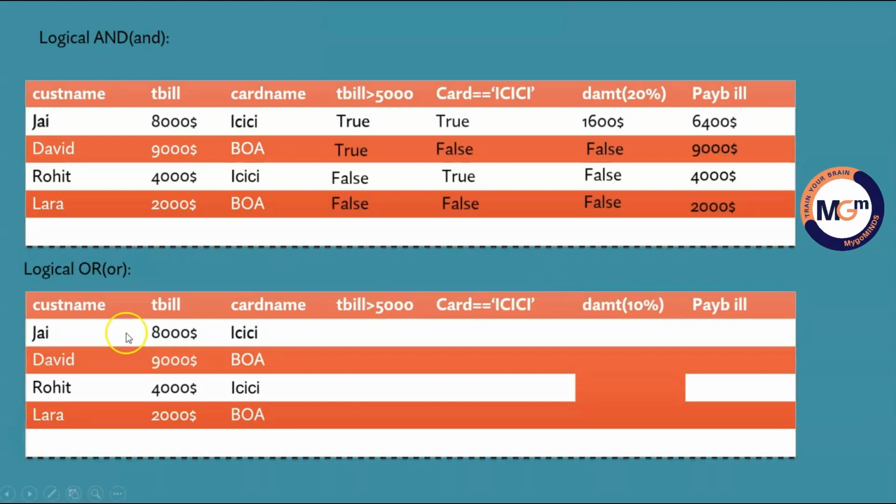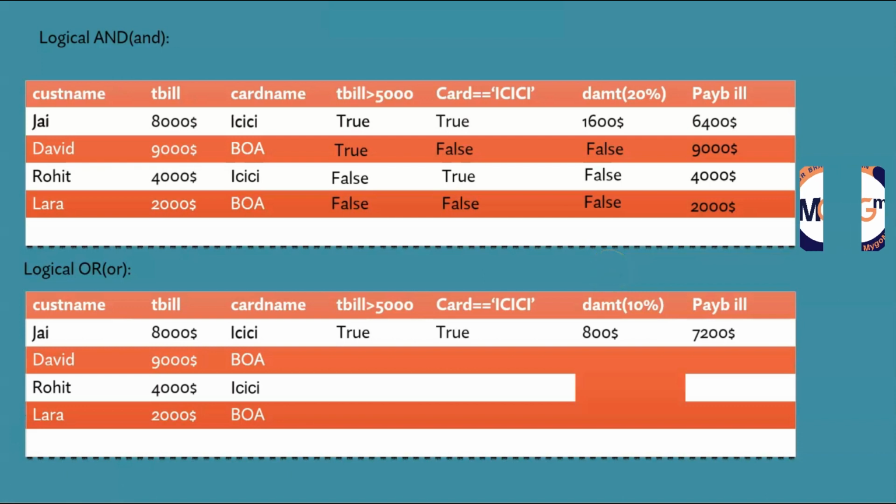Now, Jay bought 8,000 rupees worth of products and he is using ICICI. So let us check according to our condition. He has to either bill for more than 5,000 or he has to use an ICICI card. So here both the conditions are true. He has billed for more than 8,000 and also he is using an ICICI card, which means I am going to give him a 10% discount and he's going to pay only 7,200.